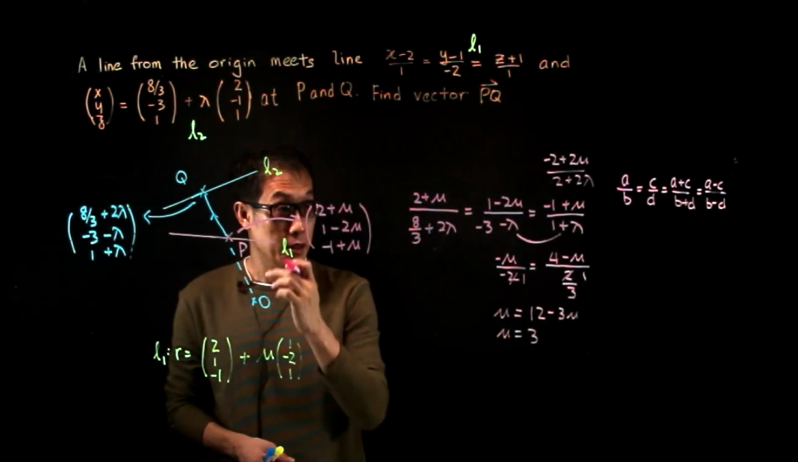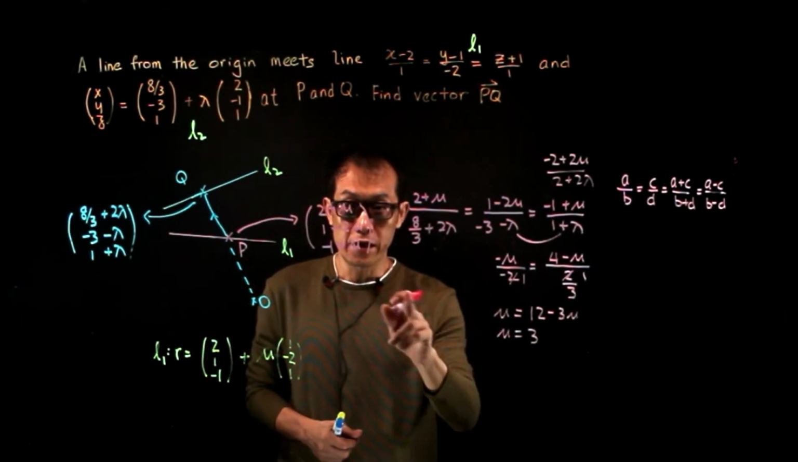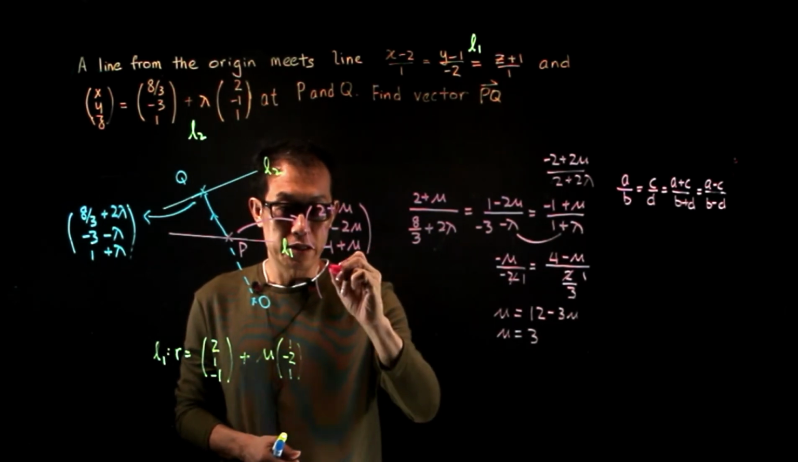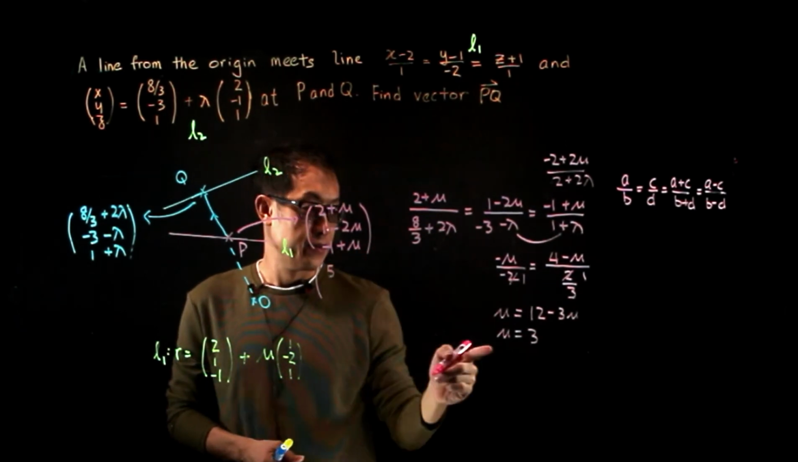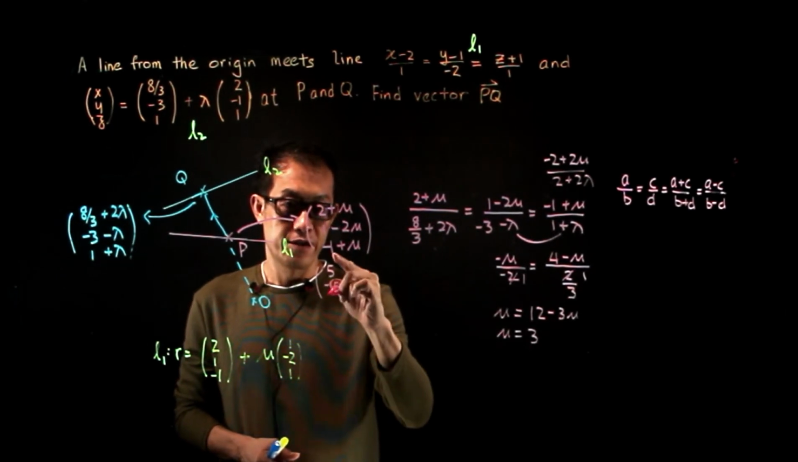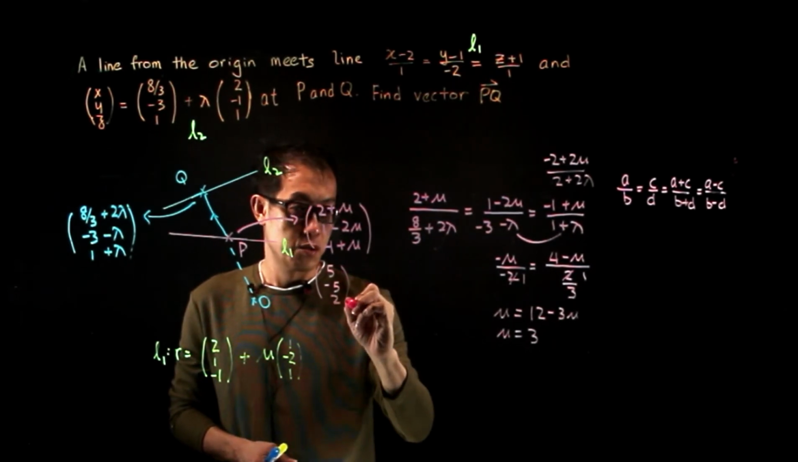Now so what is this point? This point is actually 2 plus 3 is 5, minus 5, then this is 2.